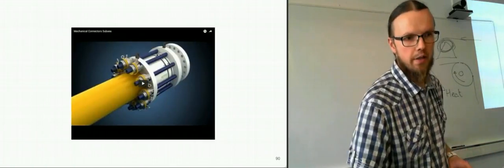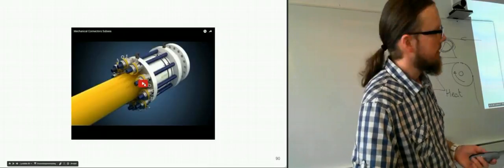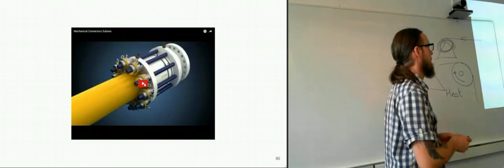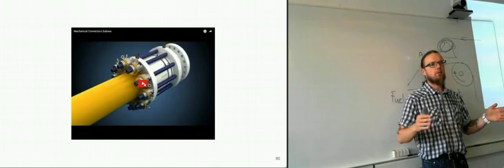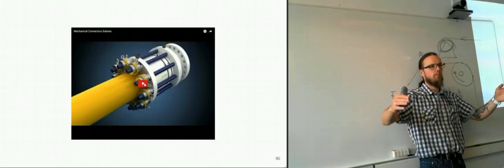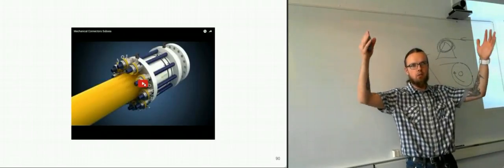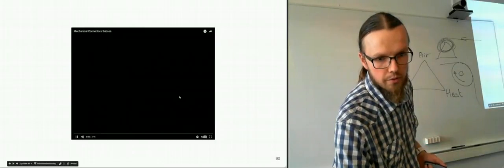So here we have one way of connecting pipelines. This is more of, they show how to do connections if you have a leak somewhere in a pipeline, so that you can cut out a part of the pipeline and you can create bolted connections on each end of the pipeline, and then you can come down with a new one. So that's what this one shows.